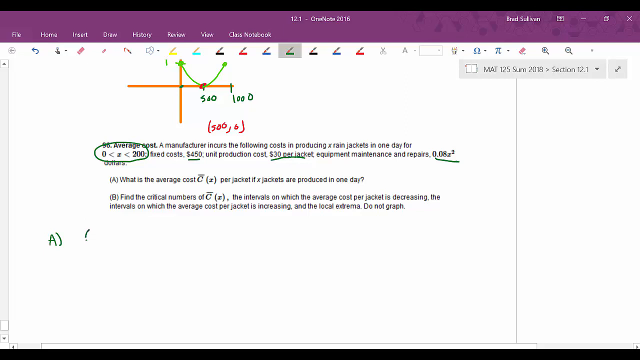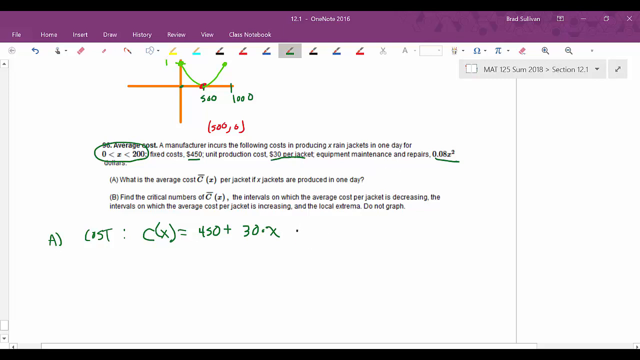So first of all, the cost function is going to go like this. We'll just say C of X equals, and then there's a fixed cost, so that's just $450. This is a linear cost. It's per jacket, so you would say 30 times the number of jackets.